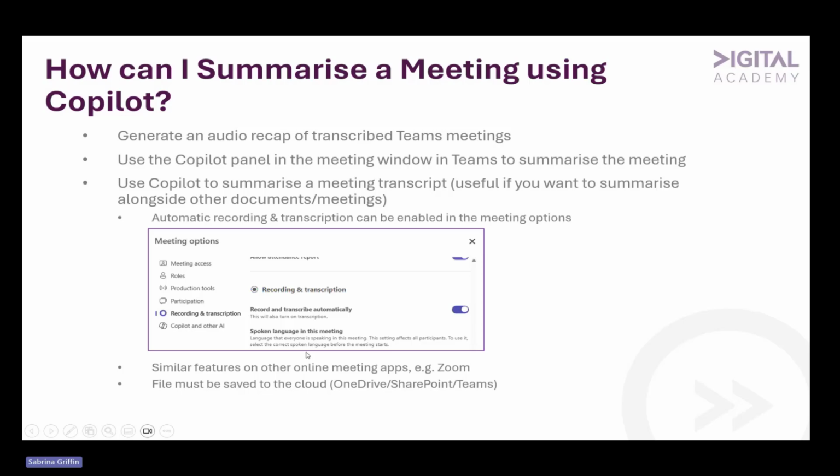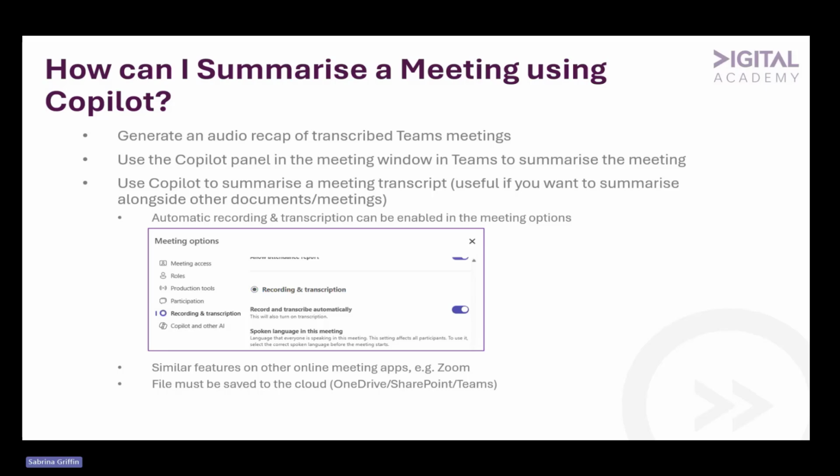So when you open the meeting options, either when you're creating the meeting or you've already created the meeting and you just double click on it and go into the meeting options, you go to the recording and transcription section and you can turn on record and transcribe automatically. So then you don't have to worry about it. As soon as you get into the meeting, the recording is going to start.